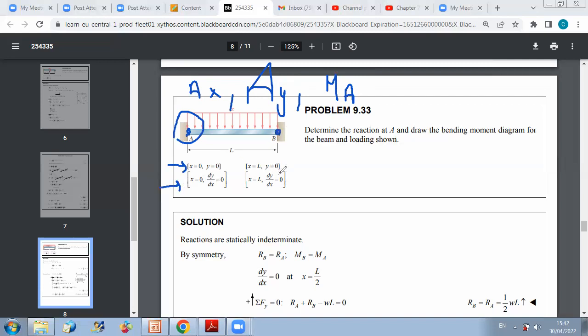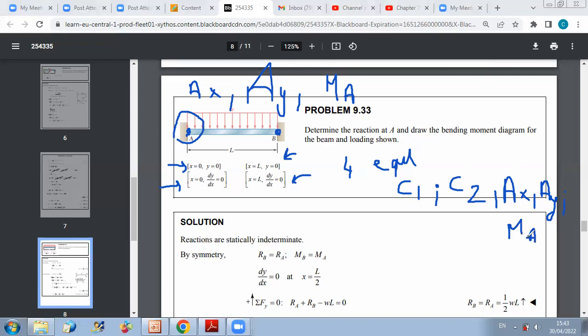And also for B, we have 0 deflection, 0 slope. Okay. So this will give us 4 equations. But how many unknowns do we have? We know that for deflection, when we write the equation of deflection, we get C1, C2. Okay, we get 2 unknowns, C1 and C2. And already we have 3 unknowns, AX, AY, and MA. So in total, we have 5 unknowns, but 4 additional equations here.